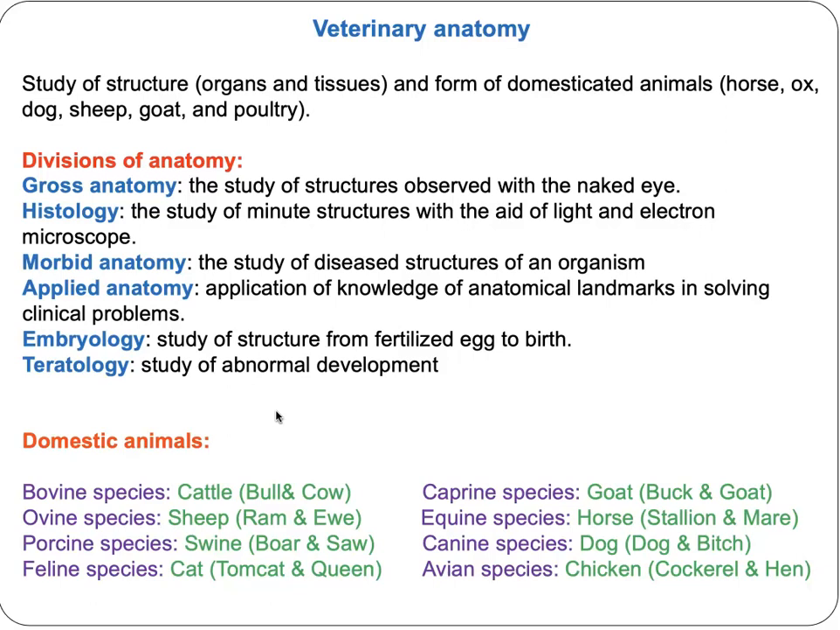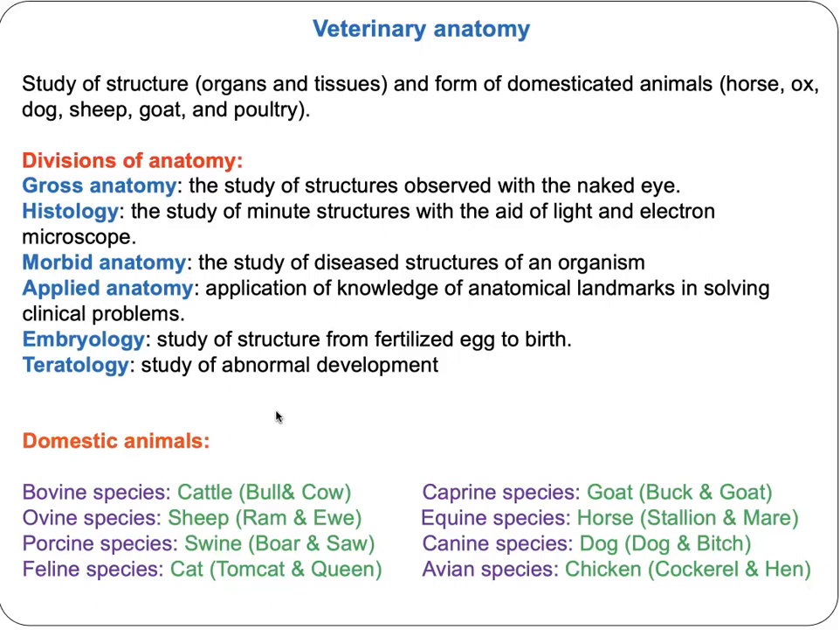The divisions of anatomy: we have gross anatomy, which means studying the structure by the naked eye. Histology means studying the anatomy under the microscope. Morbid anatomy studies the disease structure of the organism. Then we have applied anatomy, using landmarks to detect certain structures for clinical problems. We also have embryology, which means studying the fertilized egg until birth, and teratology, which means studying the abnormal development of the organism.